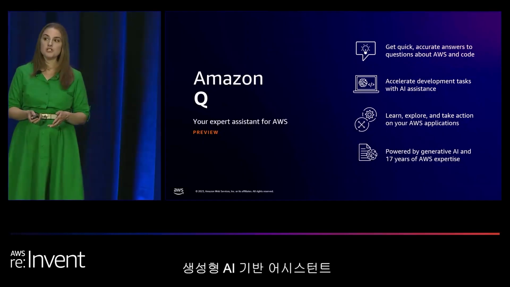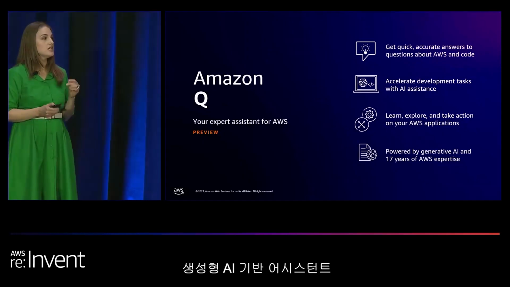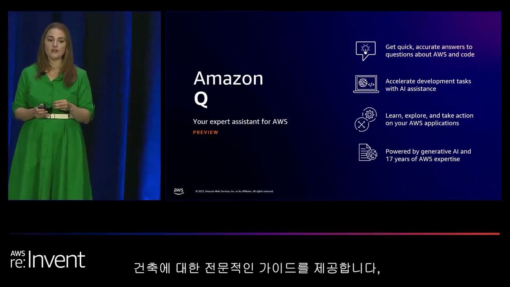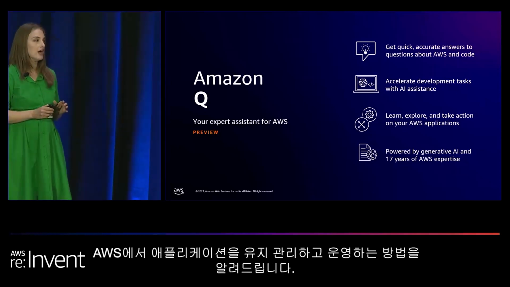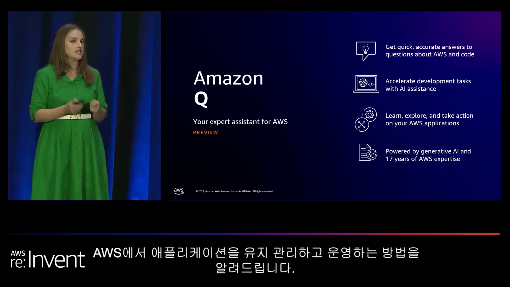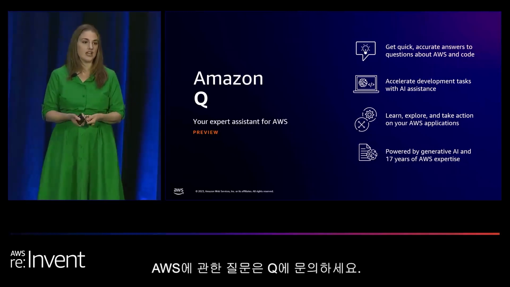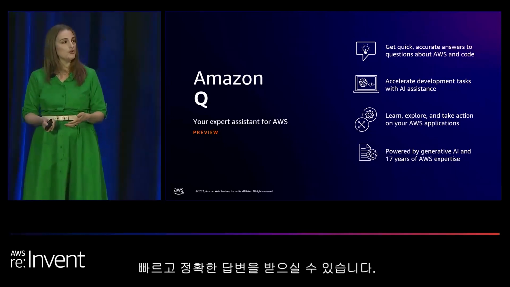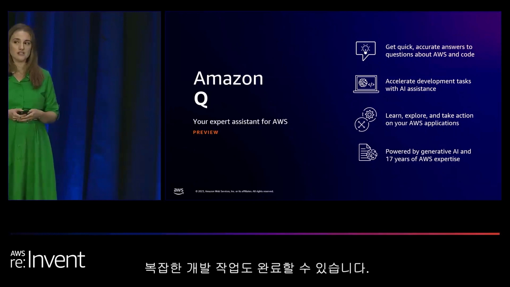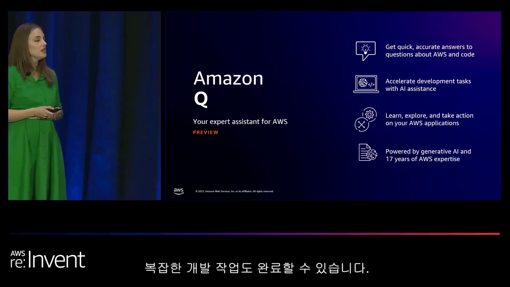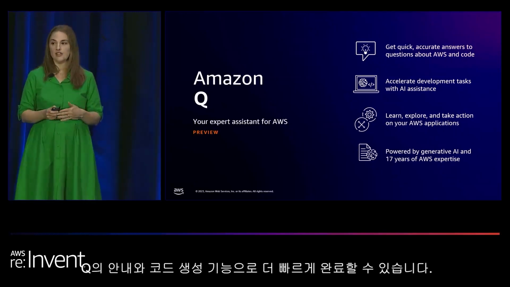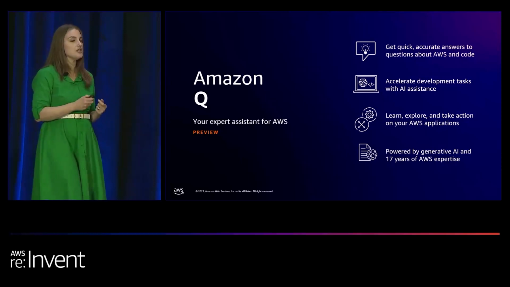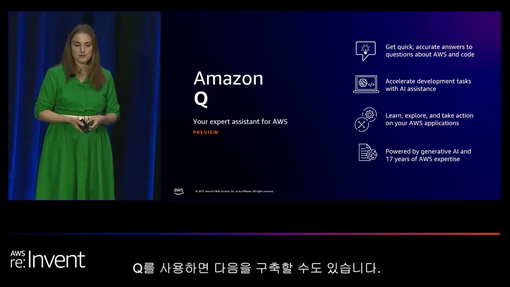So Q's expertise in AWS makes it your generative AI-powered assistant that gives you expert guidance on building, maintaining, and operating applications on AWS. You can ask questions about AWS to Q, and it will give you quick, accurate responses. And you can even complete complex development tasks faster with Q's guidance and its ability to generate code.